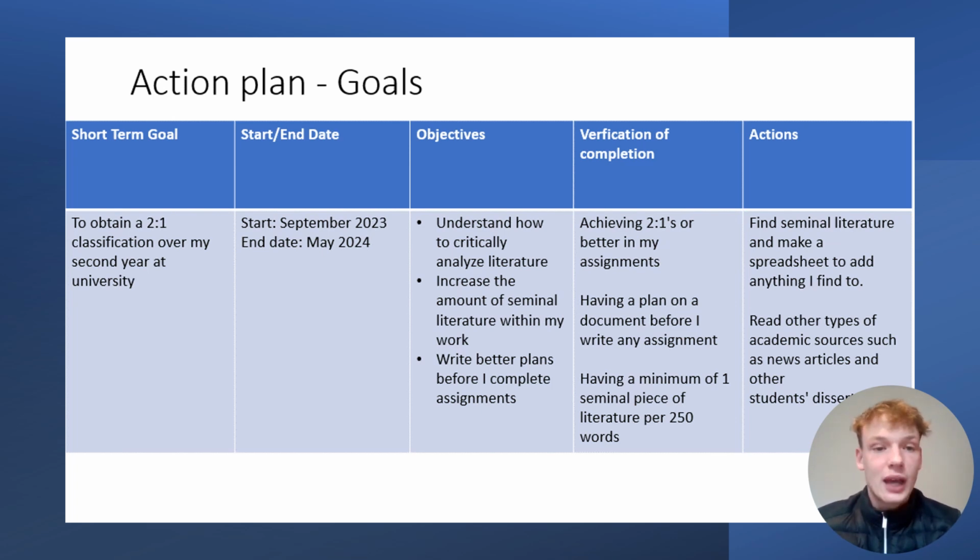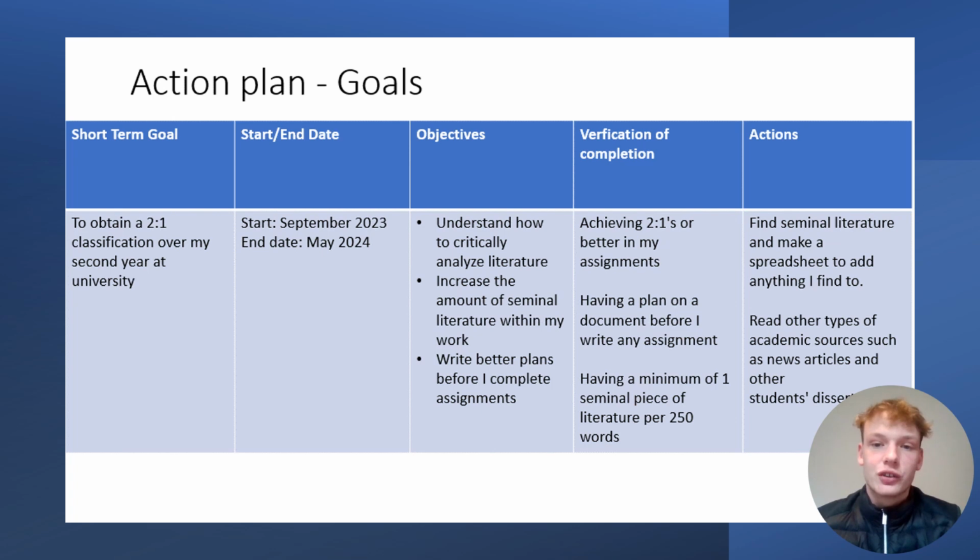The way I'll be able to tell if I've completed this is by achieving a 2-1 or better in my assignments that are due, having a plan documented before I tackle any assignments, as well as having a minimum of 1 piece of seminal literature per 250 words within my assignments.